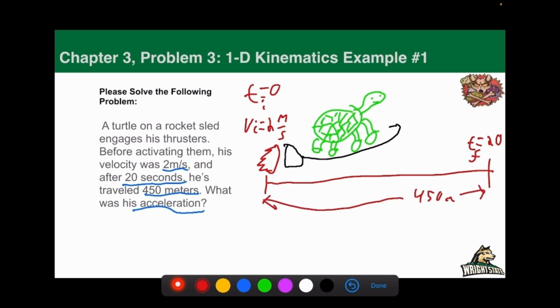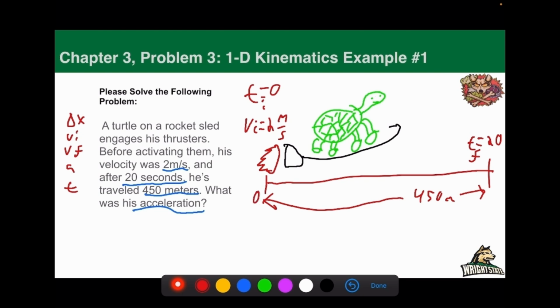That's our final position. Okay, so let's go ahead and figure out what all of our variables are. A good place to start is just to make a list of our variables. We have delta x, vi, vf, a, and t. Okay, so delta x is how far we've moved. Call our starting point 0. We're allowed to do that.